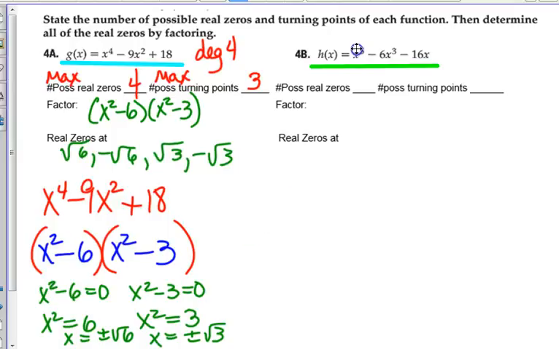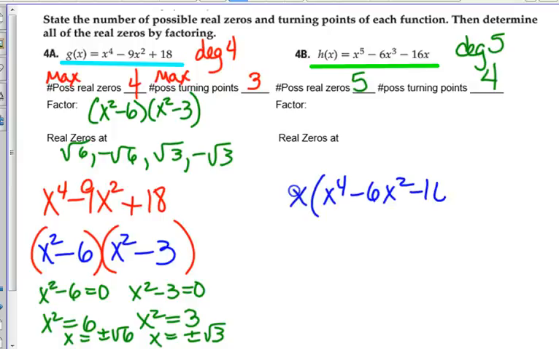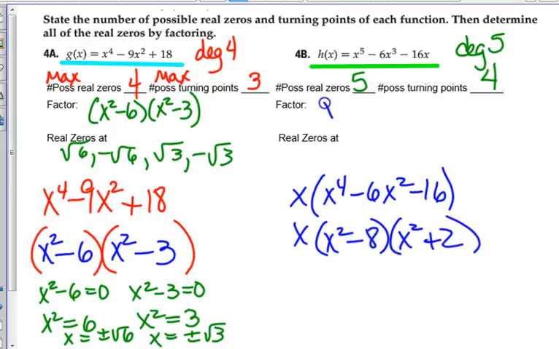Okay, moving on. Number of possible real zeros based on degree over here: 5, and turning points: 4. What can we do to factor that one? Take an x out. Good call, somebody. Then what? Do the same thing. Factors of 16 that make 6. Minus 8 and plus 2. So that's the factored form. Does not factor further. All right.